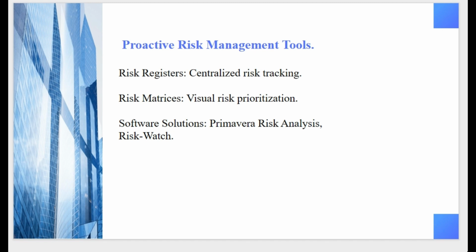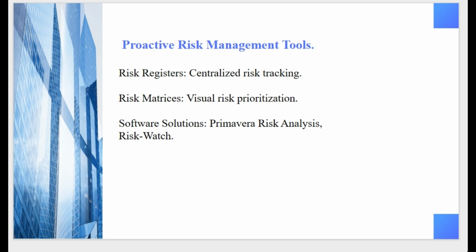Proactive risk management tools. Let's look at proactive risk management. Proactive tools like registers help in tracking risk and mitigation strategy. Risk metrics usually prioritize risks, making it easier to focus on the most critical ones. Advanced software like Primavera Risk Analysis streamlines risk tracking for large projects.